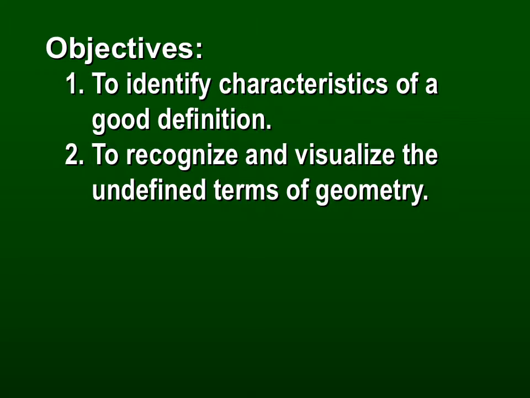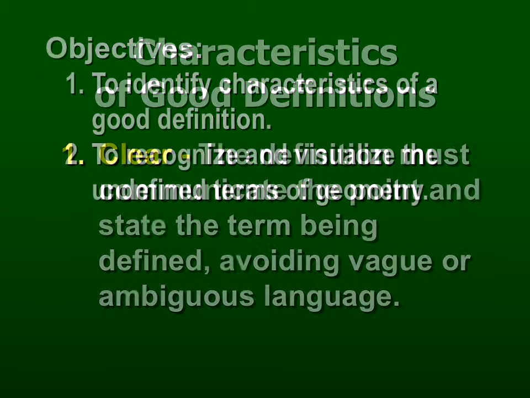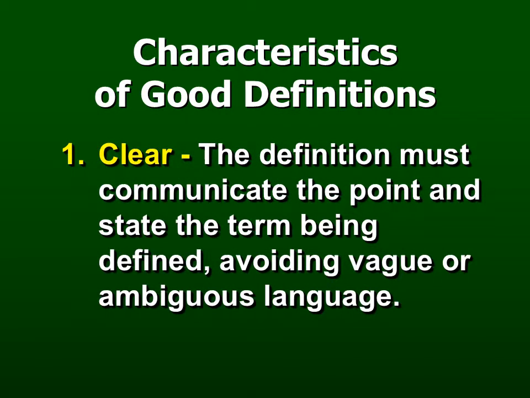We can really only describe them since they're undefined. There's actually no definition for them. We can only give a description of what they are. So let's start with the characteristics of a good definition. There's actually 5 of them.